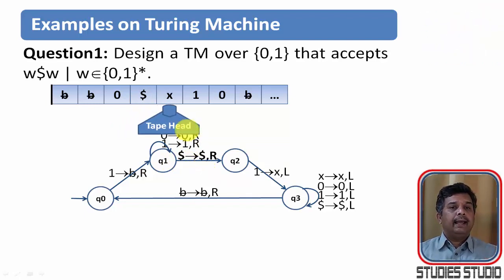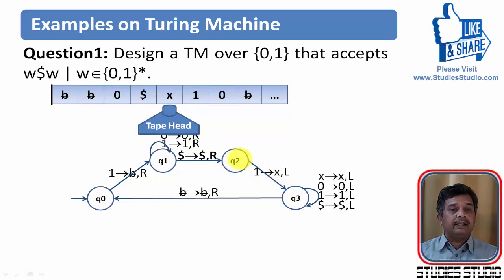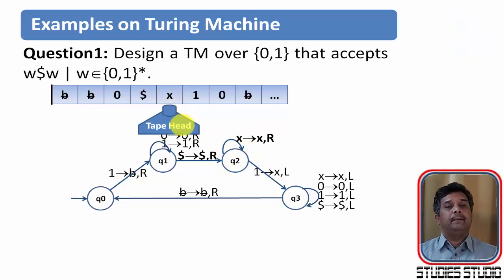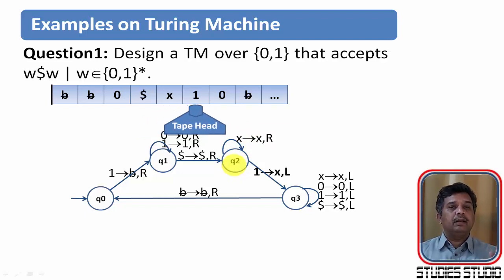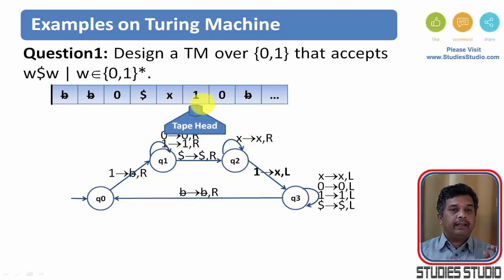Now you see we got X. For X we have not defined anything and we are at state Q2. So at Q2 we'll take a loop. After dollar, as many Xs as may appear, we'll stay in state Q2 and write X onto the tape and start moving right. Now I got a symbol that is 1. So if I get a 1, I'll write X onto the tape and move left.